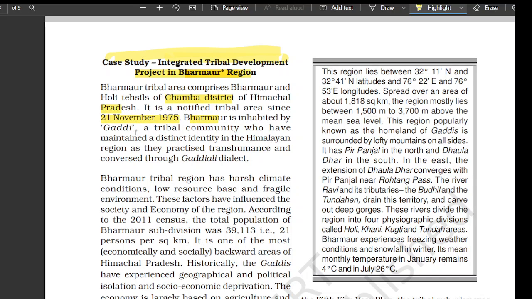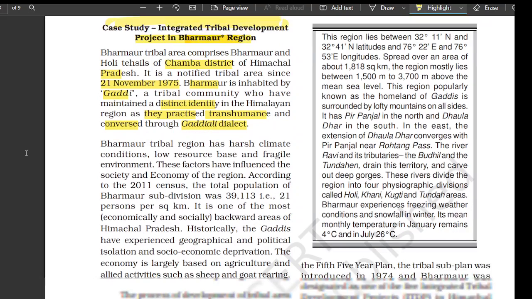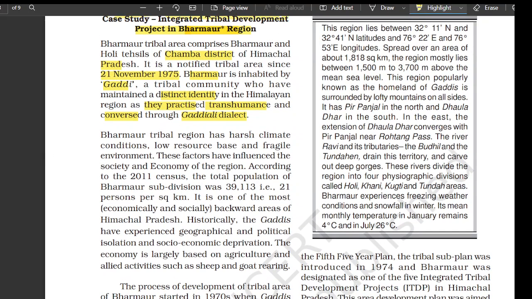Bharmor is inhabited by the Gaddi, a tribal community who have maintained a distinct identity in the Himalayan region as they practiced transhumance and conversed through the Gaddiali dialect. The Bharmor tribal region has harsh climate conditions, a low resource base, and a fragile environment. These factors have influenced the society and economy of the region.